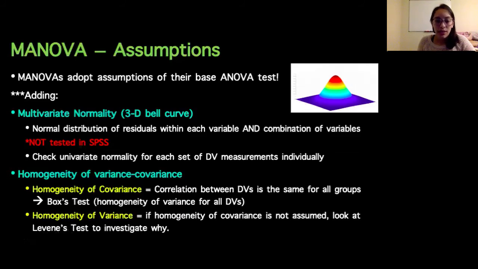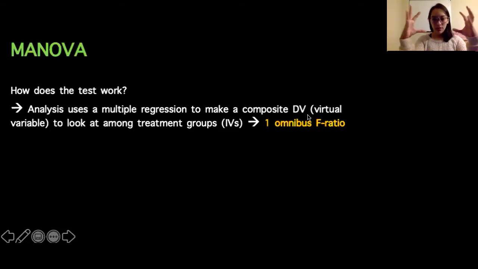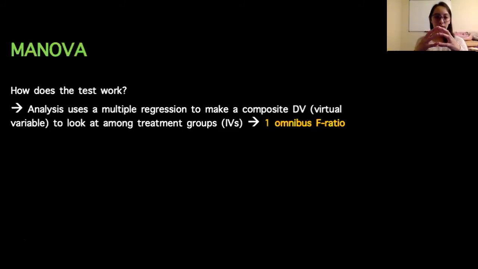Once you have your assumptions listed, how does a test work, right? So basically, in a very complex way, there's a multiple regression that's used to make this composite dependent variable. So let's say we have 5 dependent variables that we've measured. This regression merges all of those variables into a single variable.